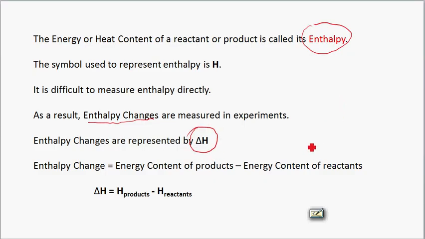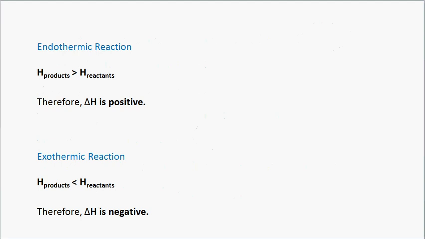So the enthalpy change is really equal to the energy content of the products minus the energy content of the reactants. Mathematically, we write it as this: delta H is equal to the energy content of the products minus the energy content of the reactants. So, for an endothermic reaction, the enthalpy of the products, or the energy content of the products, is greater than the energy content of the reactants, in which case delta H is positive for an endothermic reaction.